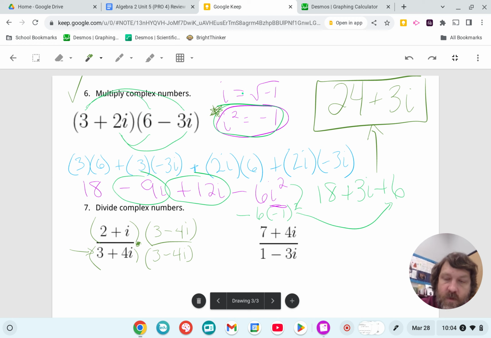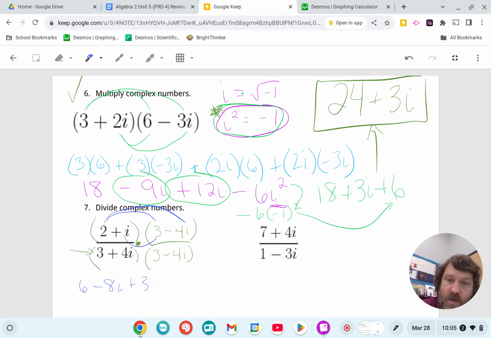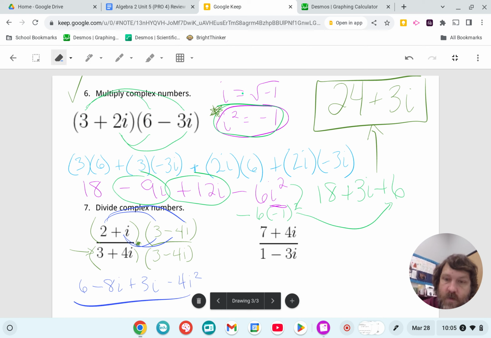The numerator, or the top one, is going to be, grab another color. 2 times 3 is 6. 2 times 4i is negative 8i. i times 3 is plus 3i. And i times negative 4i is negative 4i squared. I'm sorry, let me get that line a little bit better here.